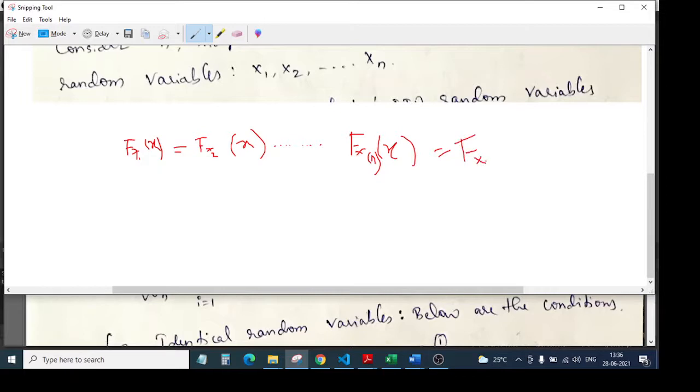What did I write here just now? I have written the CDFs. The same is true for the PDF as well. If I want to write it for the PDF, just replace this capital F by small f. So this is your small f, the PDF for X1, the PDF for X2 and so on. Finally, this whole thing is equal to the complete PDF f(x). I hope this is clear.